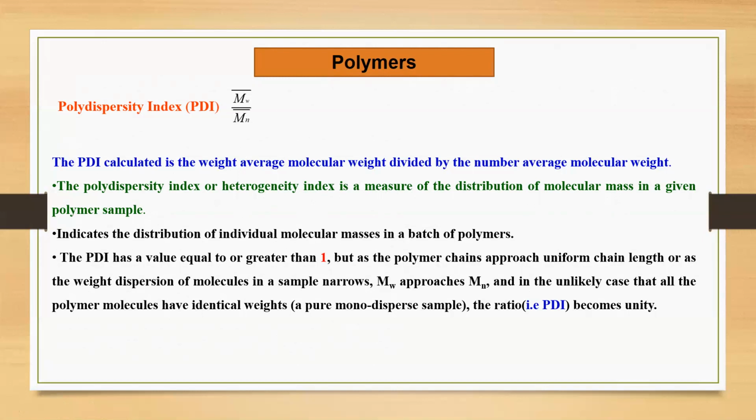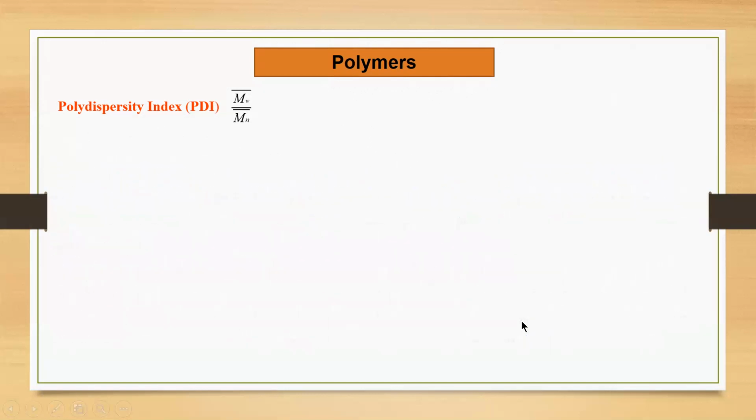As I showed you in the image, in a polydispersed polymer, the different molecular masses are contributed by various molecules. The PDI has a value equal to or greater than 1. Greater than 1 because I mentioned Mw bar is greater than Mn bar. But as the polymer chains approach uniform chain length, or we can say as the weight dispersion of the sample narrows, that is, as our sample proceeds from polydispersity towards monodispersity, Mw approaches Mn bar, and in that unlikely case, all the polymer molecules will have identical weights. That is, we will have a pure monodisperse sample, as I showed you in the previous slides. In that case, the ratio PDI becomes unity.